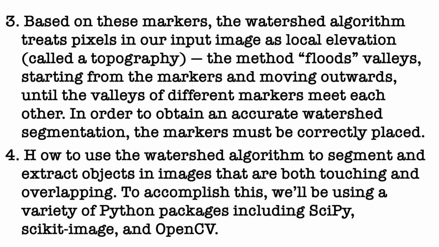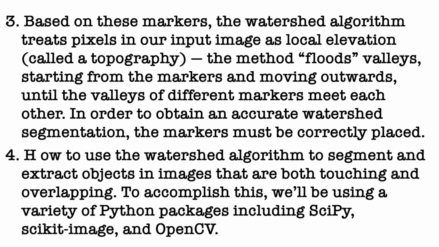The method floods valleys starting from the markers and moving outwards until the values of different markers meet each other. In order to obtain accurate watershed segmentation, the markers must be correctly placed. How do we use the watershed algorithm to segment and extract objects in an image that are both touching and overlapping?